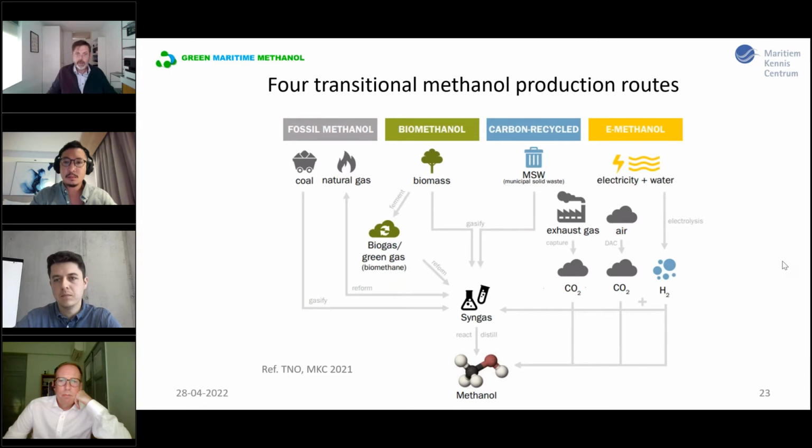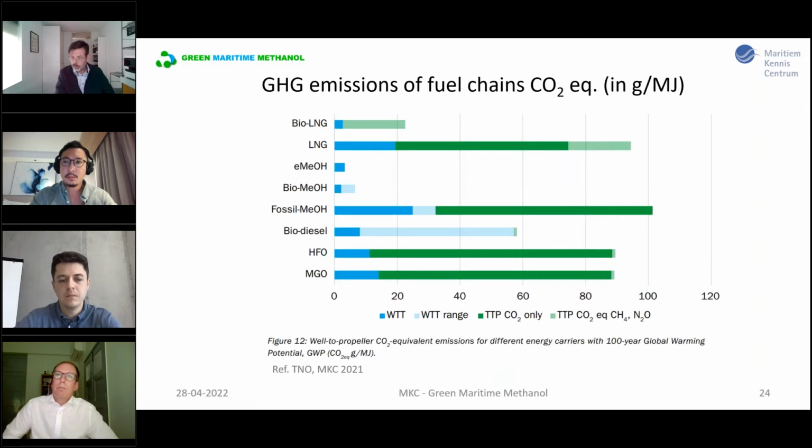I'd like to move on to the greenhouse gas emissions of the different fuel chains, and we do that in the CO2 equivalence in grams per megajoule, and then we take a 100-year global warming potential in this case. So if we compare then the different fuels, we see, of course, on the bottom HFO and MGO, the fuels that are most used, but also biodiesel is a drop-in fuel that is already used in the marine industry a lot today.